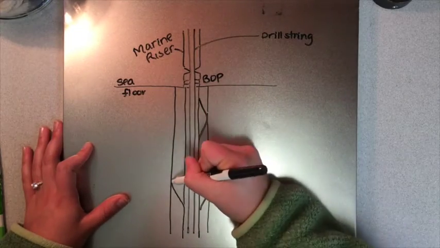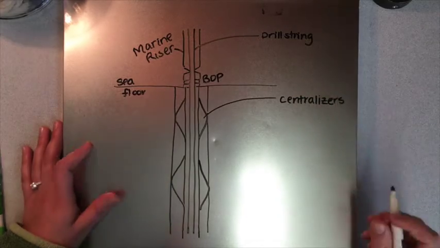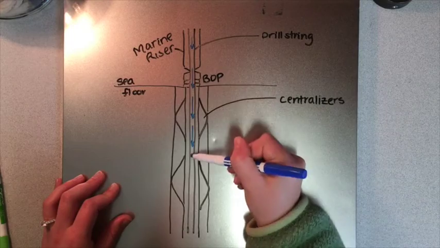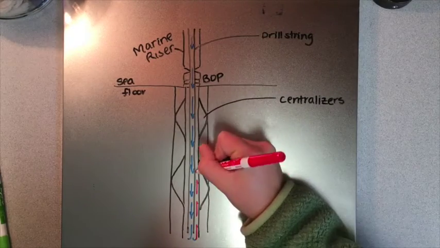These are the centralizers. Their purpose is to hold the drill string in the center of the casing. The blue arrows show the drilling mud. The function of drilling mud is to create stable pressure and clean the drill bit.